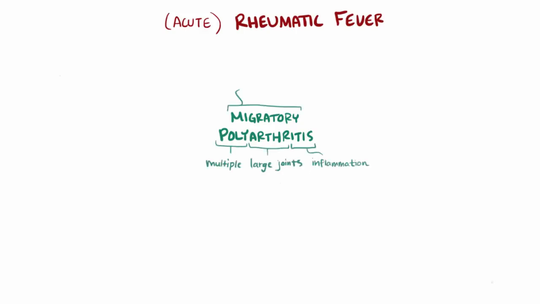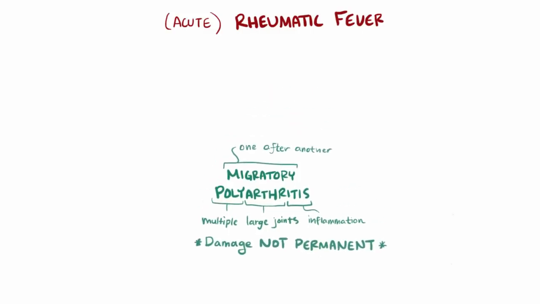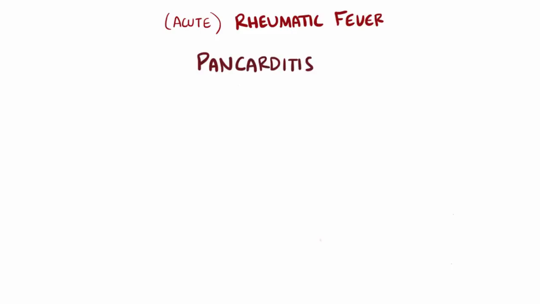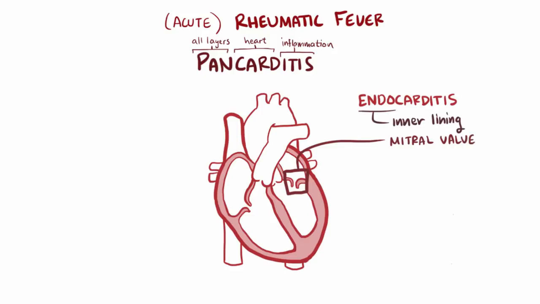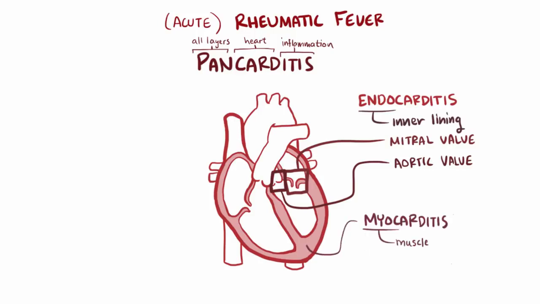swollen, and painful, one after another, although this damage isn't permanent. Secondly, some patients have pancarditis, or inflammation of all three layers of the heart tissue. The first, or endocarditis, is inflammation of the inner lining, which includes the valves. The mitral valve is most commonly affected, although the aortic valve might also be affected. The next is myocarditis, inflammation of the myocardium, or heart muscle.